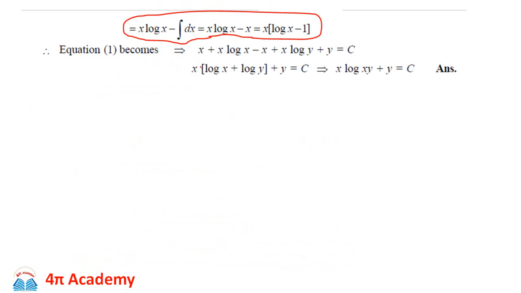So now this x plus x and minus x can be cancelled out, and from this term, that is x log x plus x log y, I can take x as common, so in bracket I can write log x plus log y, plus y is equal to c, or I can write this as x into log of xy plus y is equal to c. So this is the answer.